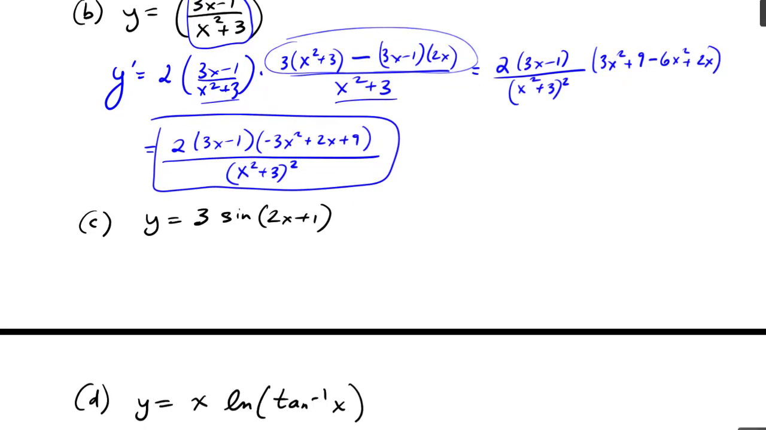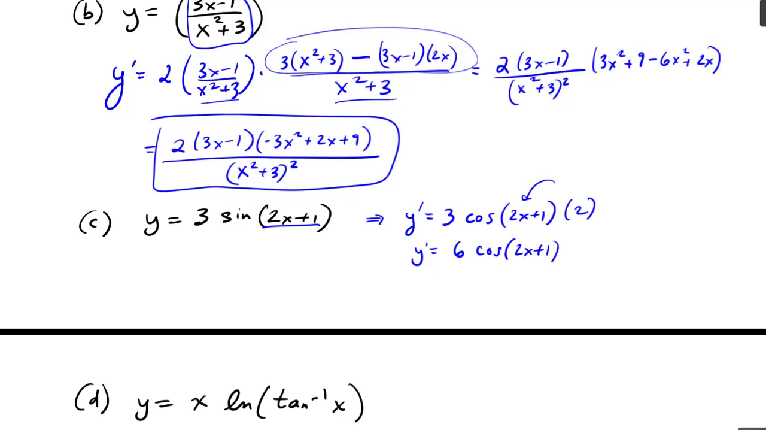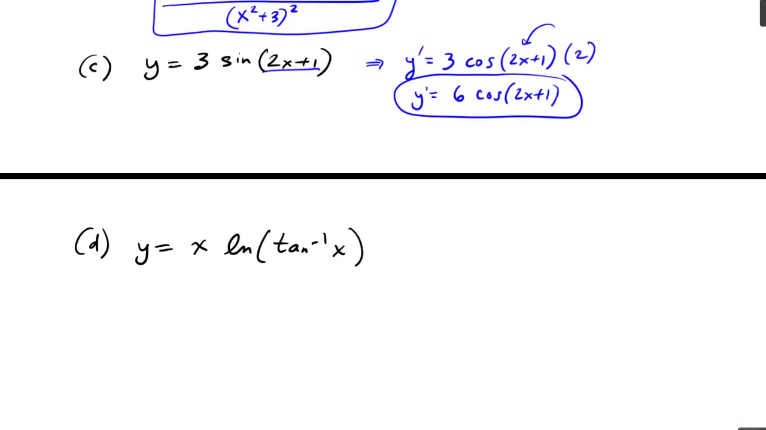Okay, C now. 3 sine 2x plus 1. Okay, so when I go to do the derivative here, 3 in multiplicative constant stays there. So now I have sine of something. So on derivative, that would give me cosine of 2x plus 1. And then I have to go inside and take the derivative of 2x plus 1, giving me a factor of 2. Meaning in the end, I get 6 cosine 2x plus 1. All right.